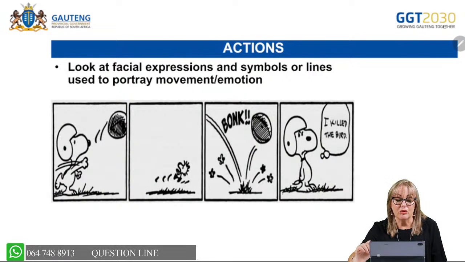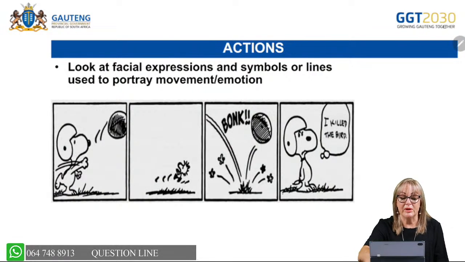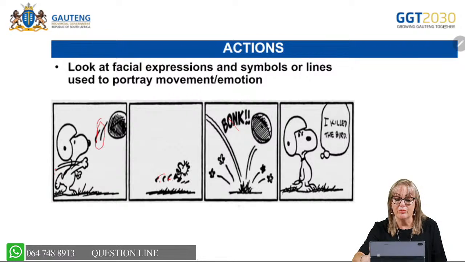Here's a little cartoon of Snoopy. He's kicking the ball. You can see there's his hand throwing, there it shows you the ball is flying up. We see the little bird is running away. There's the falling action of the ball, and the poor bird is flattened. And then he says, "I killed the bird." Very dryly, he comments on that. But this cartoon was just used to show you the action lines.